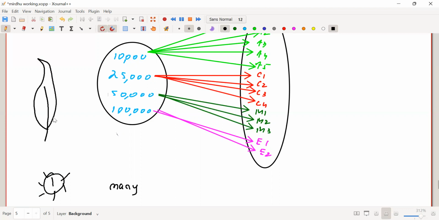A hibiscus is a simple leaf, right? A sawtooth simple leaf. A neem is a compound leaf. There are different types. You can relate simple and compound leaves while you're going.